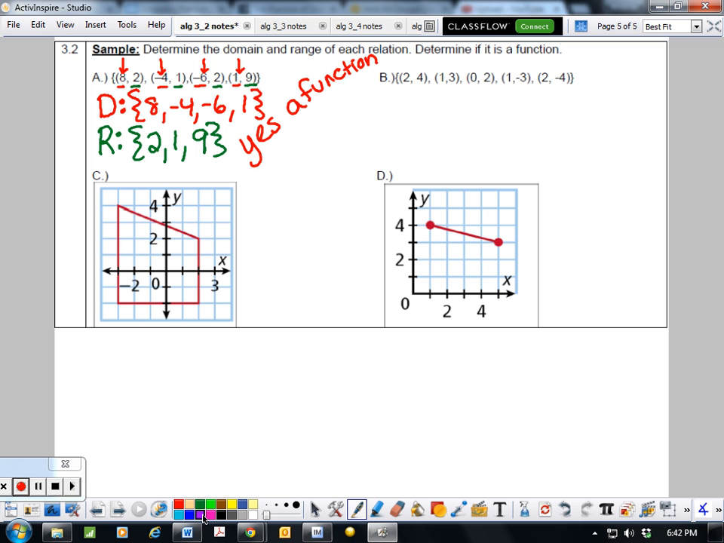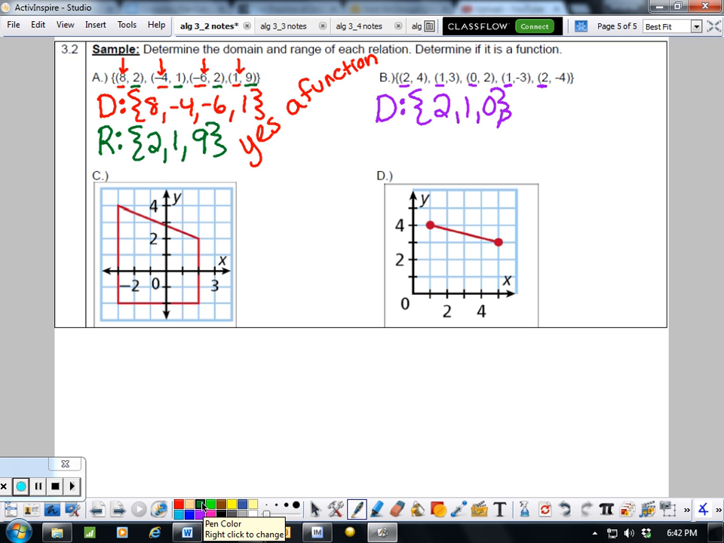Okay, on our next one, we're going to do the same idea. So we're looking at our domain, which is the first number. So 2, 1, 0. And then I get 1 again, so I don't list it. And then I get 2 again, so I don't list it. That's my domain. Then I'm going to go to my range.